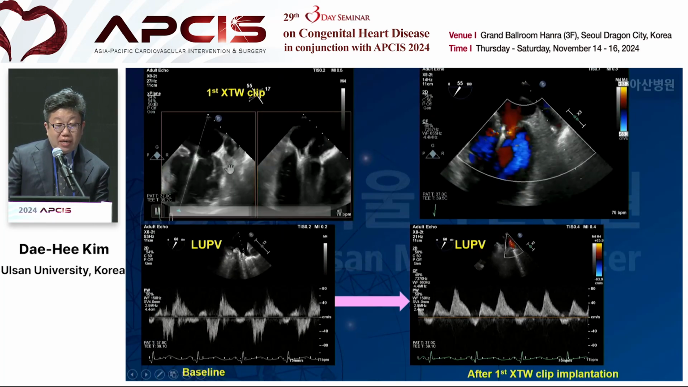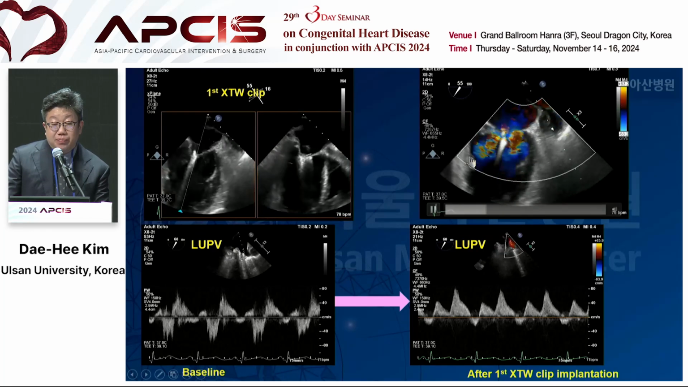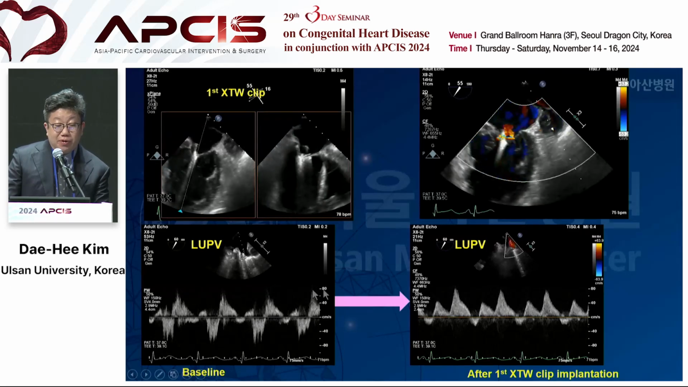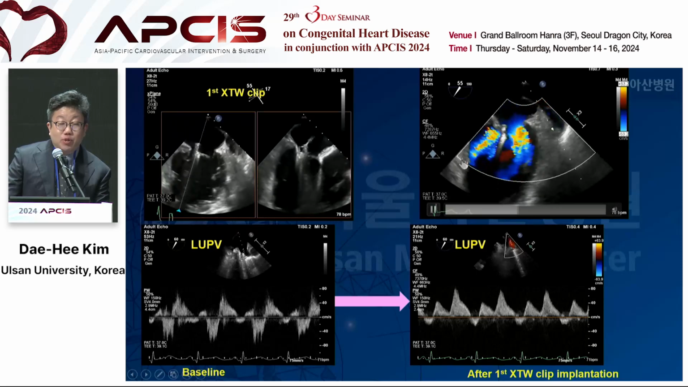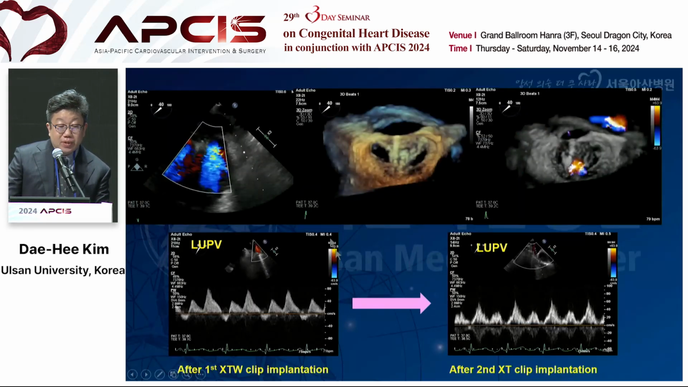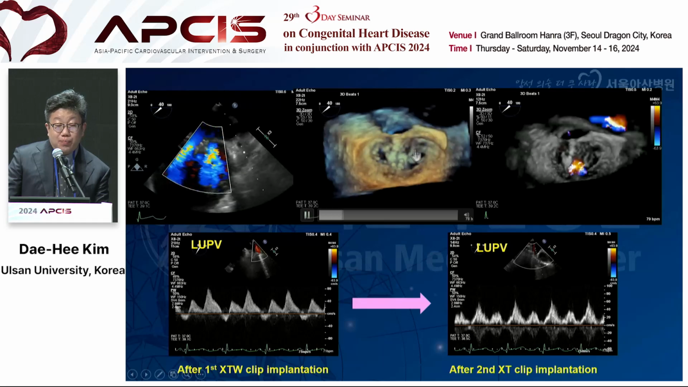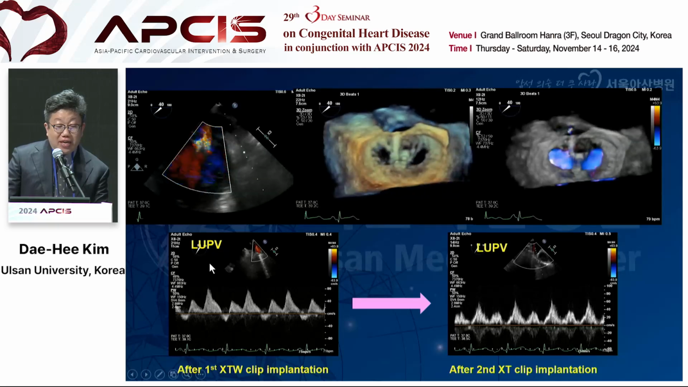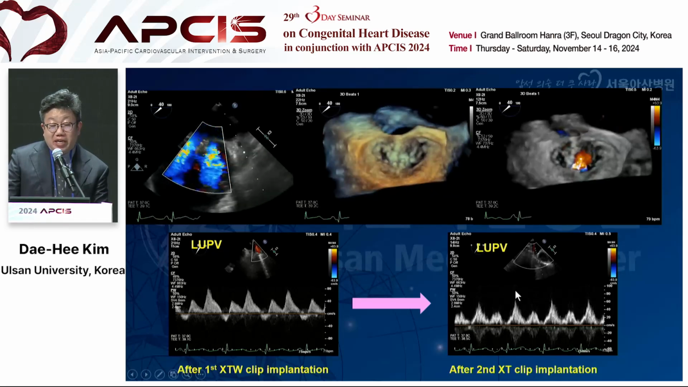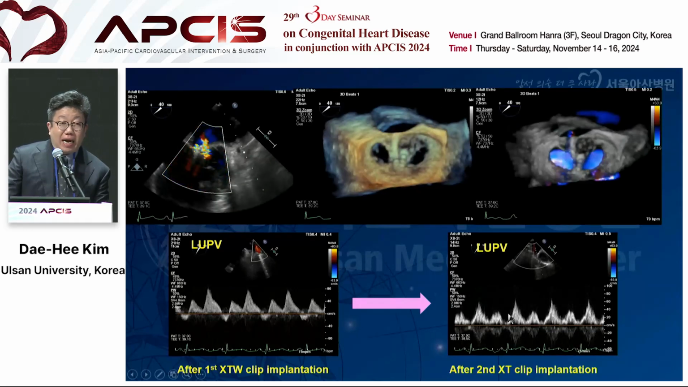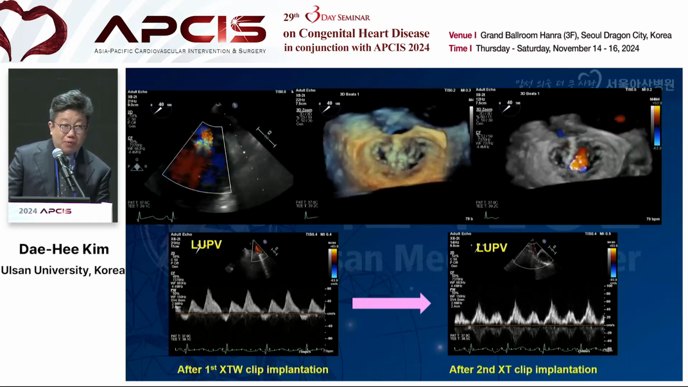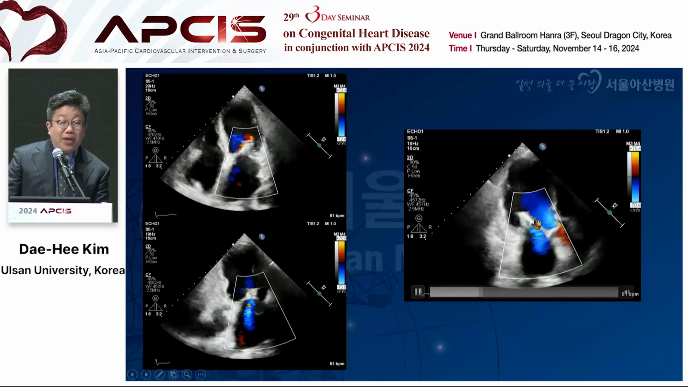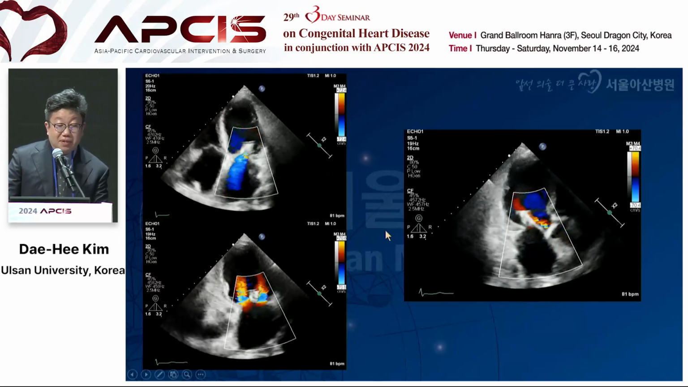But after we apply the first clip like this, some MR jets remain on both sides of the clip. The left upper pulmonary vein reversal normalized like this. We have to put in a second clip. After the second clip, just next to the first one, as you can see, the right upper pulmonary vein reversal resolved, and the S-wave velocity increased like the normal pattern of a pulmonary vein. It's very important for the TEER procedure. The immediate post-procedure echo shows just grade 1 MR between the clips like this.